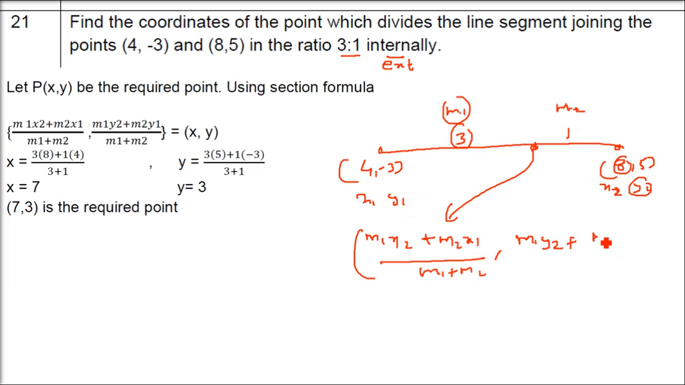So now m1 y2, and same thing as x1. So m1 y2 plus m2 y1 by m1 plus m2. This formula we are going to use. For external it will be negative. For internal it is positive.